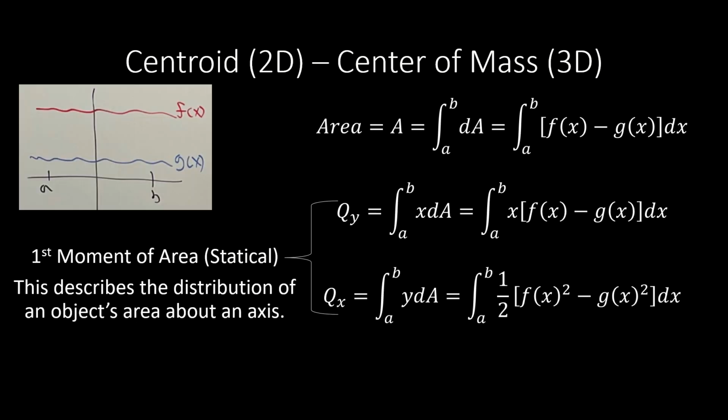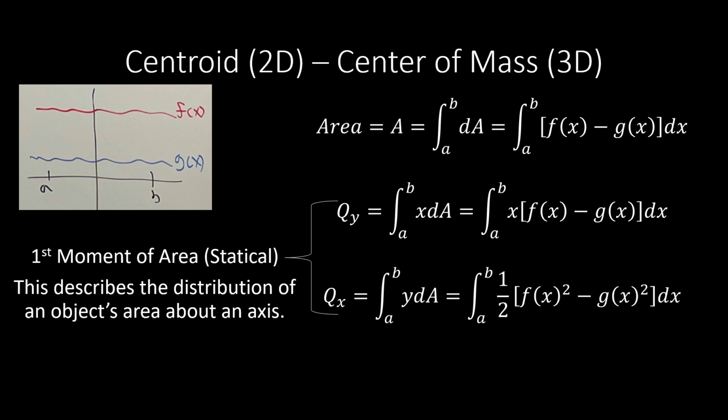So let's say we had two functions where our top function is f of x and our bottom function is g of x. Between those two functions, we could calculate the area A as the integral from a to b of dA, which if we convert that into x coordinates, is basically the integral from a to b of our top function minus our bottom function dx.